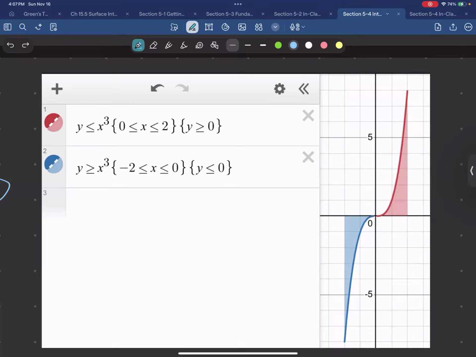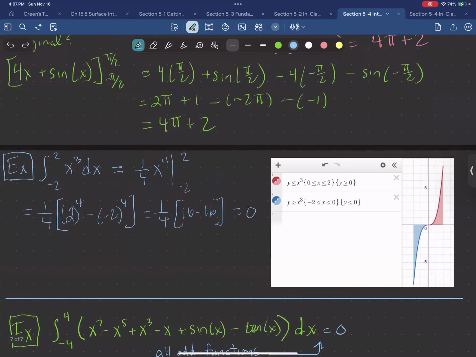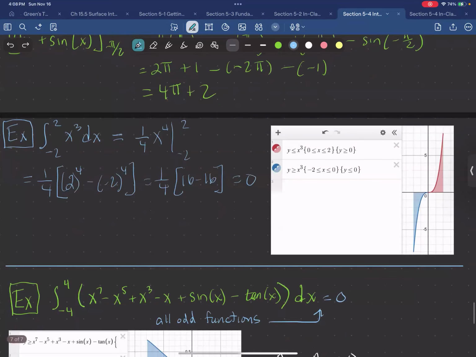Okay. Oh, there we go. Let's go full size. So where do we want to take advantage of this without having to integrate everything? What if we had x to the 7th minus x to the 5th plus x cubed minus x plus sine x minus tangent of x, and we're going from negative 4 to 4. Every single one of these is an odd function. And since they're all odd, each one has an integral of 0 when we go from negative a to a.